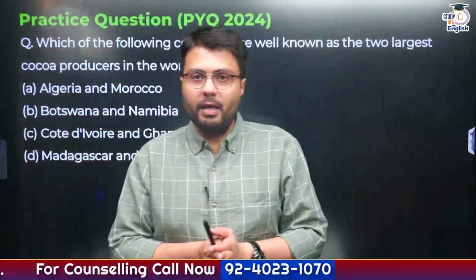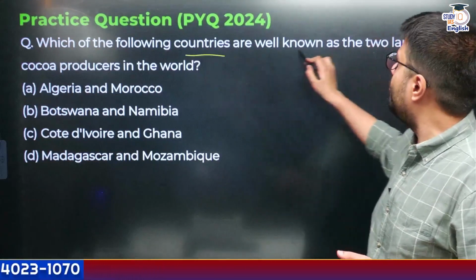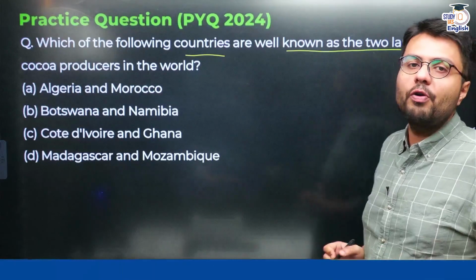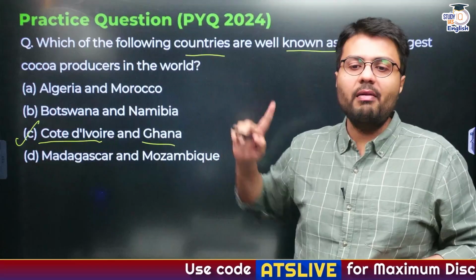Now let's solve the practice question. I told you there is a PYQ in 2024. Which of the following countries are well known as the two largest producers of cocoa in the world? And as you can see, it is Ivory Coast and Ghana. So option C is the right answer here.